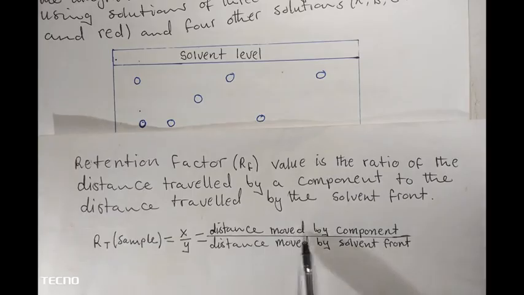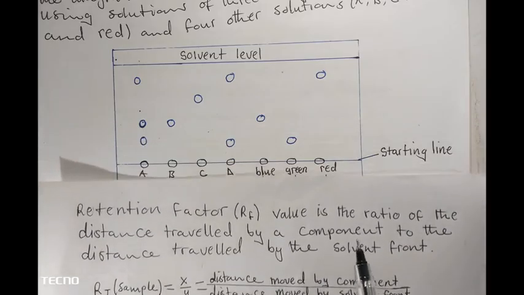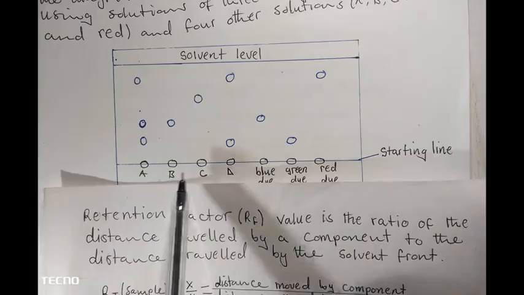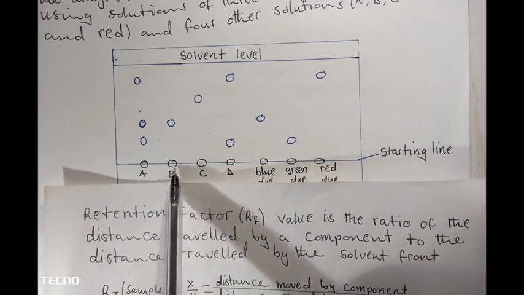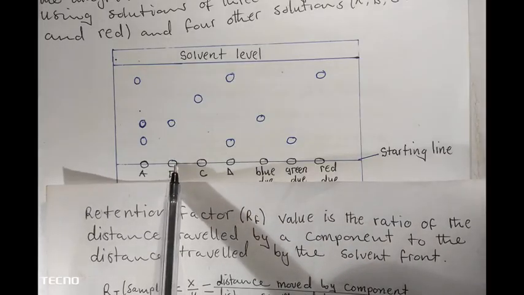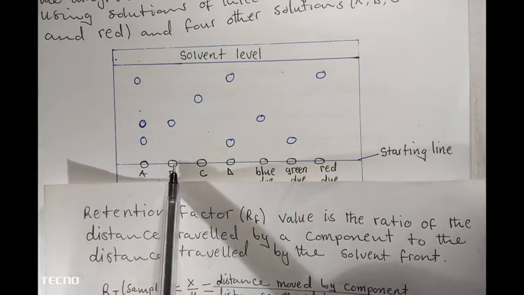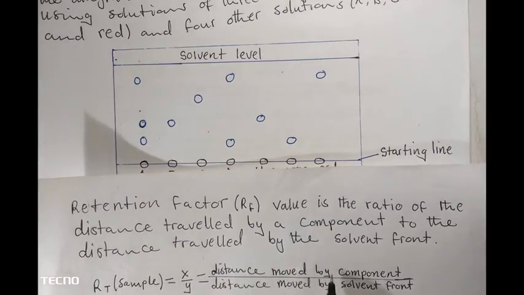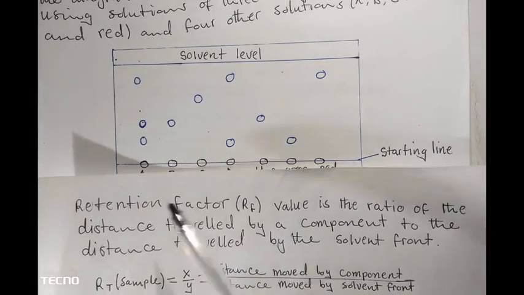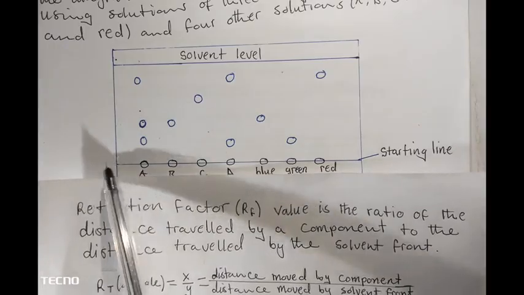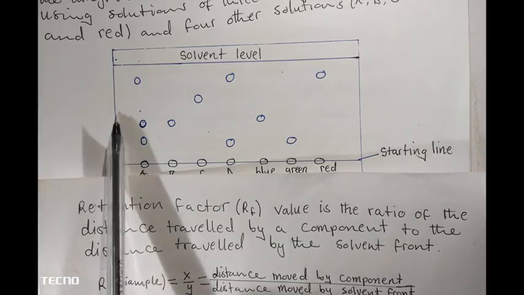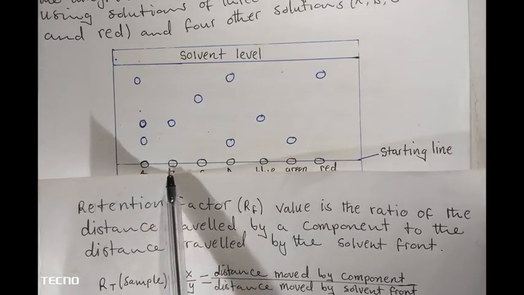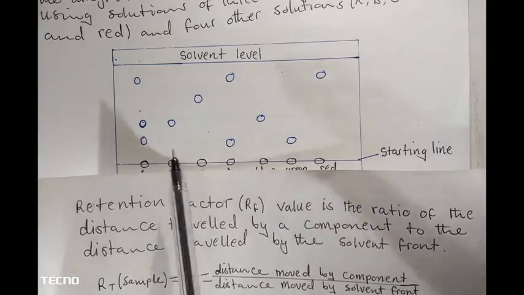So we have the distance moved by the component. In this case, say point B here is able to move from here up to there. You can see this dot there, and it is able to move from this point up to there. That is the distance moved by the component. If you have been given the measuring scale, and you are told it moved from here to there, it is 2 centimeters.